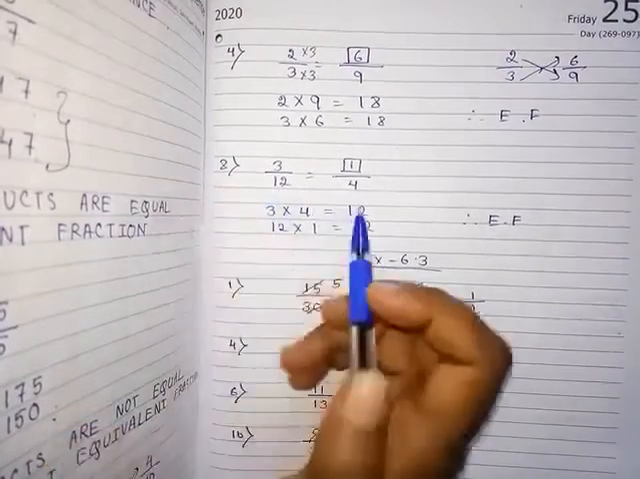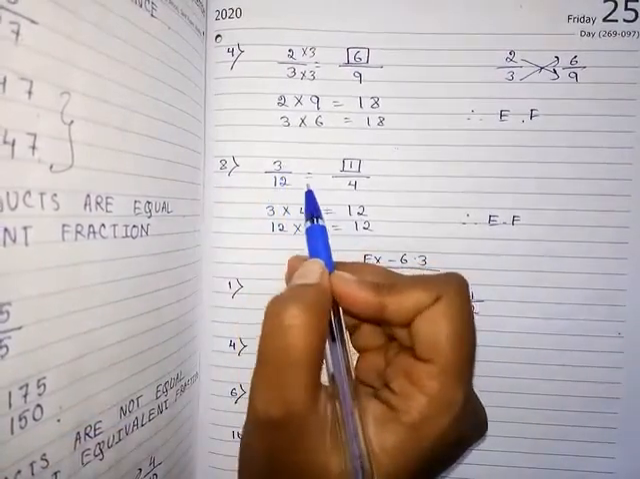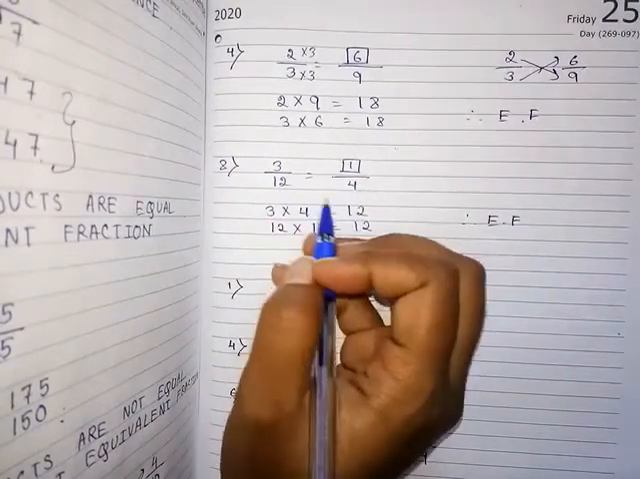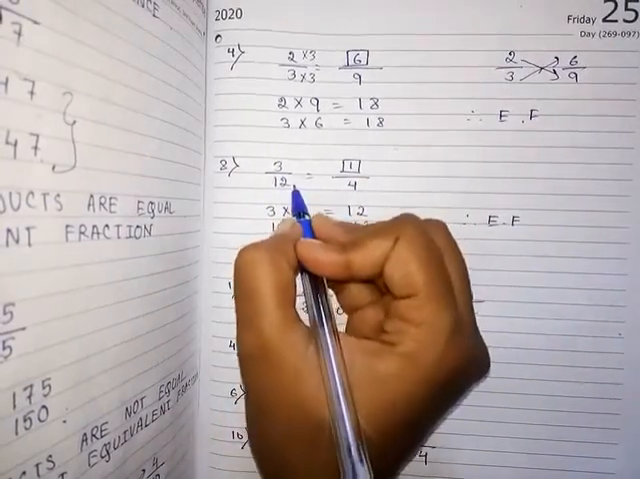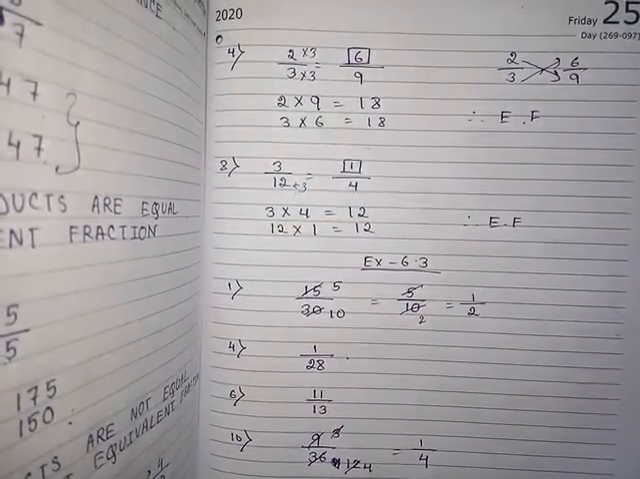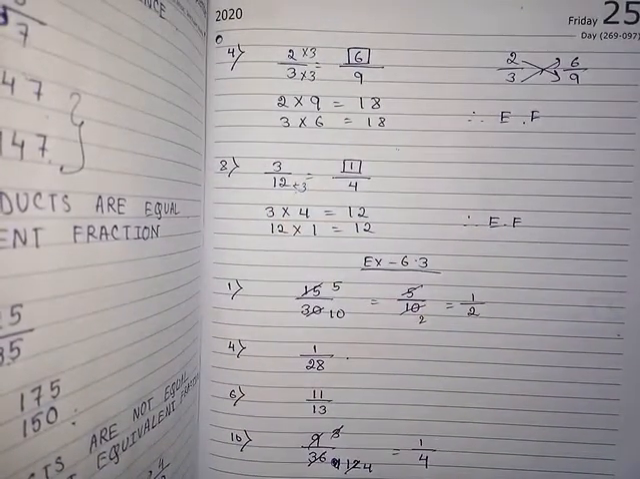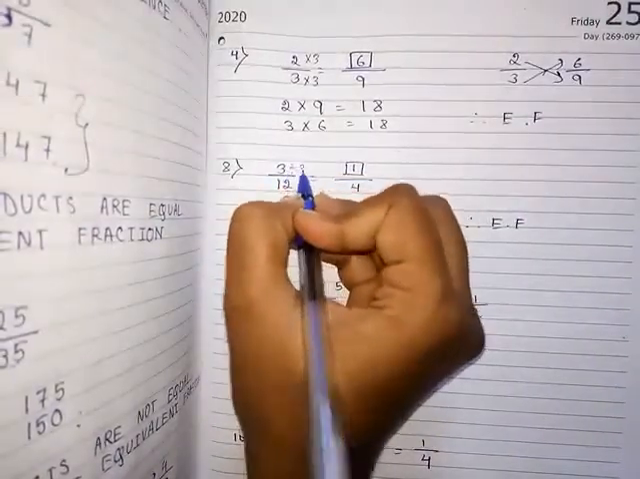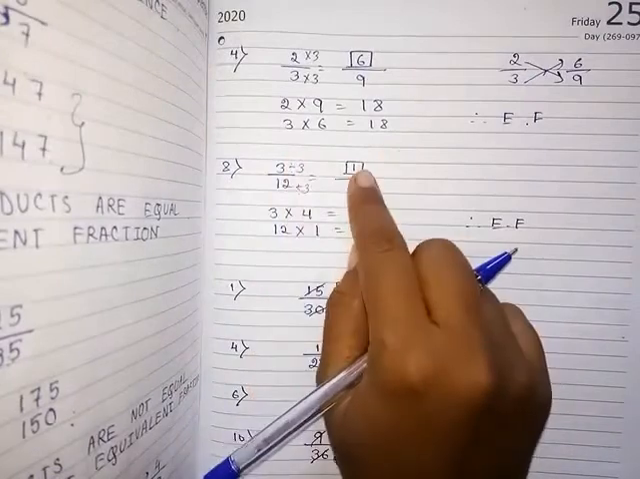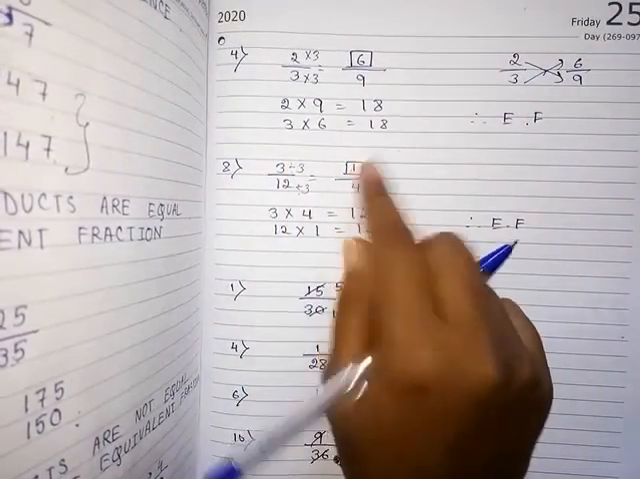Next, sum number 8. 3 by 12 equal to blank by 4. Here the number is decreasing, that means we have to divide by some number. If we divide the number 12 by 3, we will get 4. That means this will also be 3 divided by 3. 3 divided by 3 equal to 1, so the number will be 1.